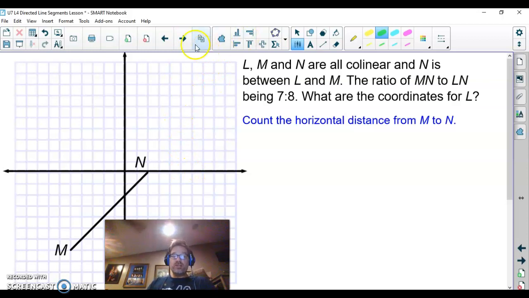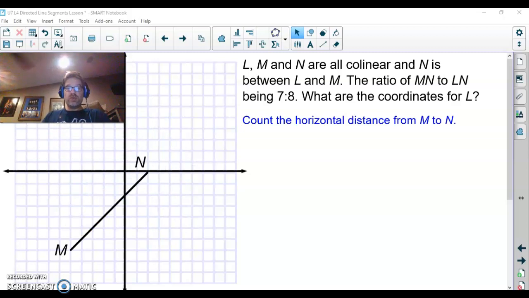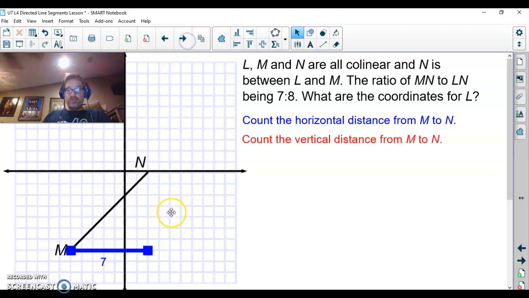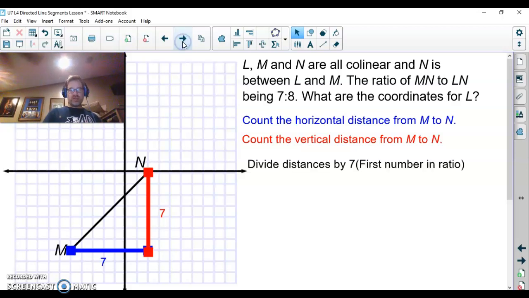So let's make our right triangle. Let me move my picture out the way. So we're going to count that horizontal distance, M to under N. 1, 2, 3, 4, 5, 6, 7. Counts by 7s. Let's count up. 1, 2, 3, 4, 5, 6, 7. 7 to the right, 7 up. I don't know why I said they both counted up. They don't. One counts right, one counts up.